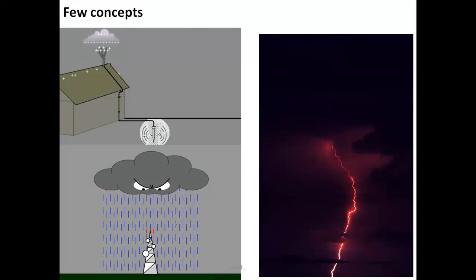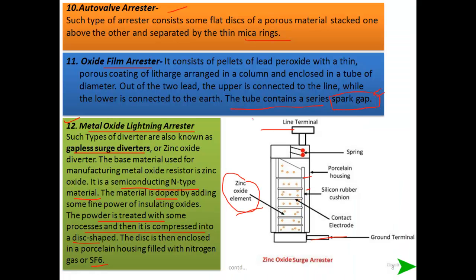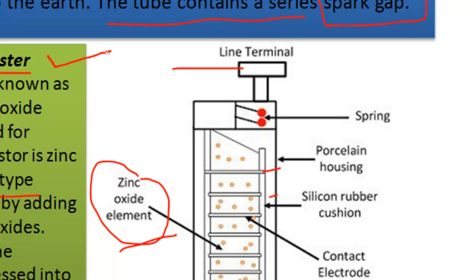If anyone asks you where we are using the metal oxide lightning arrestor, you just tell them that this type of lightning arrestor is used near SF6, right? Where the SF6 is there, we have to use this type of lightning arrestor, right?